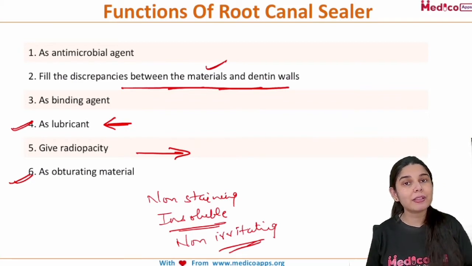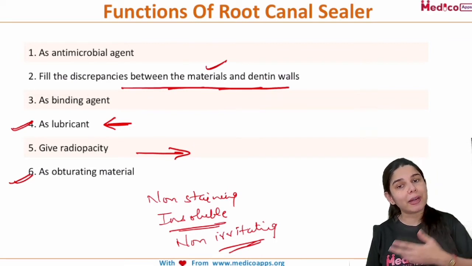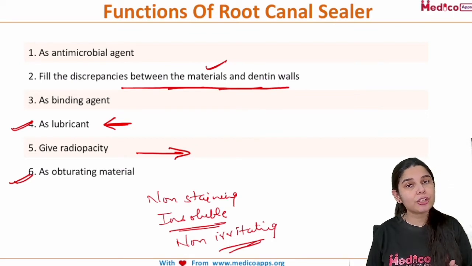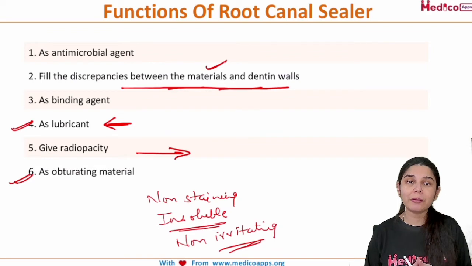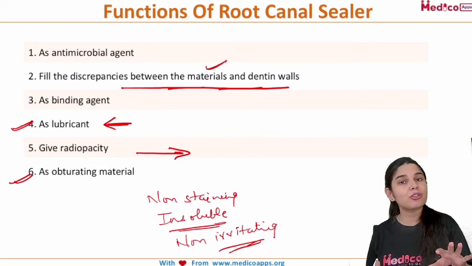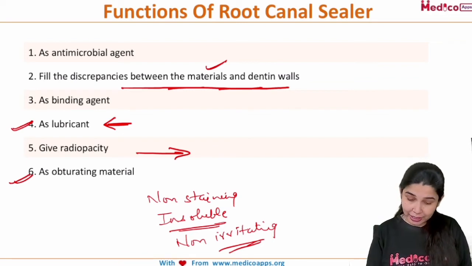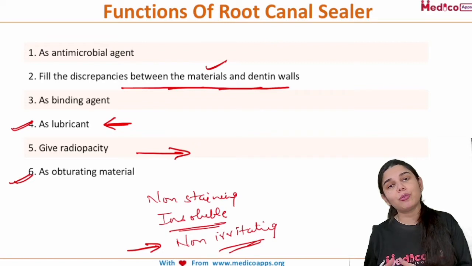Let's revise once. The antimicrobial agent, filling the discrepancy or the gap between the materials and dentin wall, as a binding agent, as a lubricating agent, radio opacity. It can sometimes be used as an obturating material. It should be non-staining, insoluble, and lastly, it should be non-irritating. So all these are functions of root canal sealer.